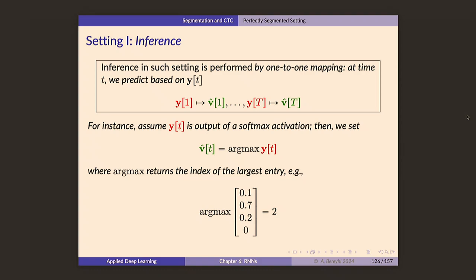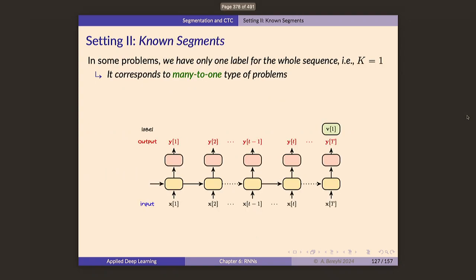So your v hat at this point, if this is your yt, then your v hat t is going to be 2, correct? Or the one hot vector. I mean, it depends on how you want to think of it. Clear? So training and inference are easy in this case. Pretty much we don't need to do any modification. Correct? Okay, great.